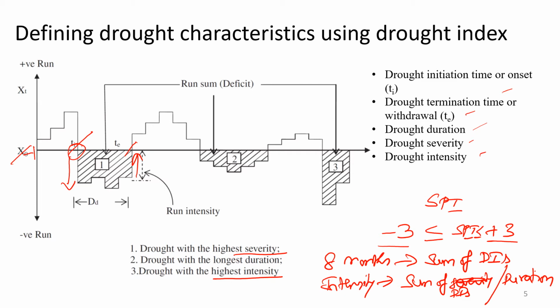In the graph given here, drought event 1 is the one with the highest severity, because if you add all the negative values, it will have some sort of high severity. Drought event 2 is highest duration, and drought event 3 is the highest intensity. That is severity divided by duration. So it's kind of an average one.